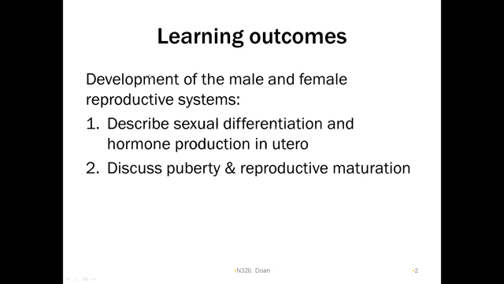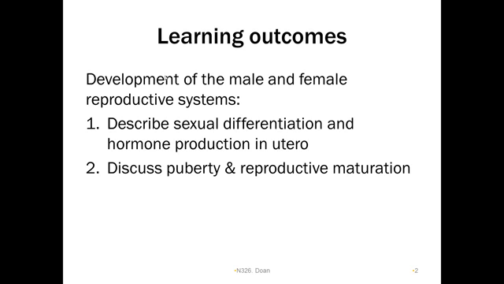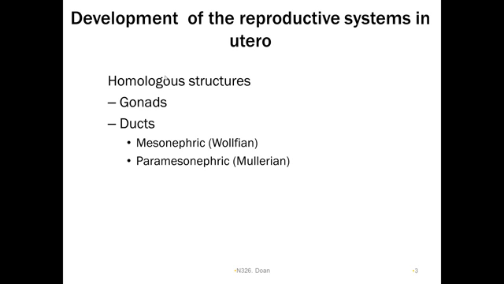Our learning objectives are to understand the development of the male and female reproductive systems by describing the sexual differentiation and hormone production in utero, and also to discuss puberty and reproductive maturation. Now, the male and female reproductive systems have several anatomic and physiologic features in common.